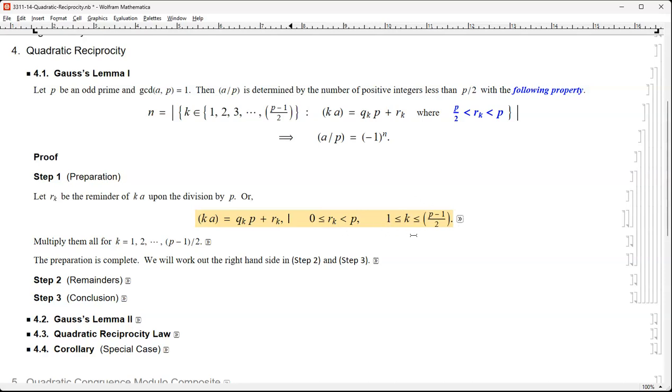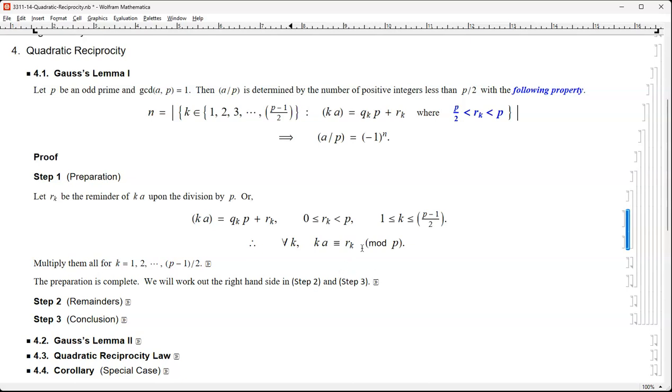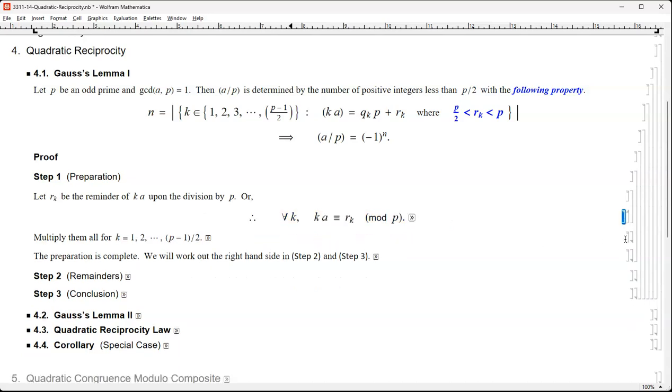And how many k's are there? 1 through (p minus 1) over 2, so there are a total of (p minus 1) over 2 candidates. Among them, some are in, some are out. One more observation. Please observe that ka and r_k are always congruent modulo p, because p is 0, so that drops out, so we have congruence. Now, in this congruence, we just multiply them all. The k's: 1, 2, 3, 4, 5, 6 up to (p minus 1) over 2. All those. Then what do you get?